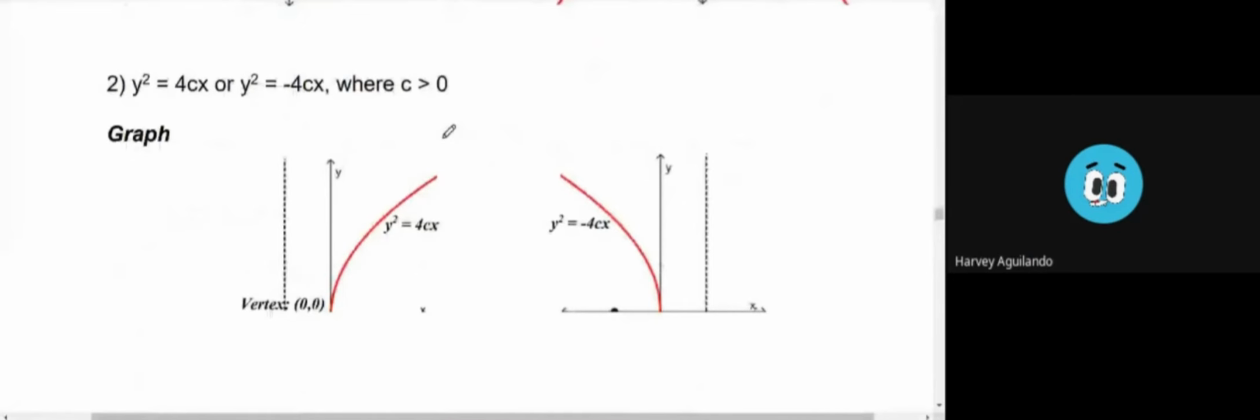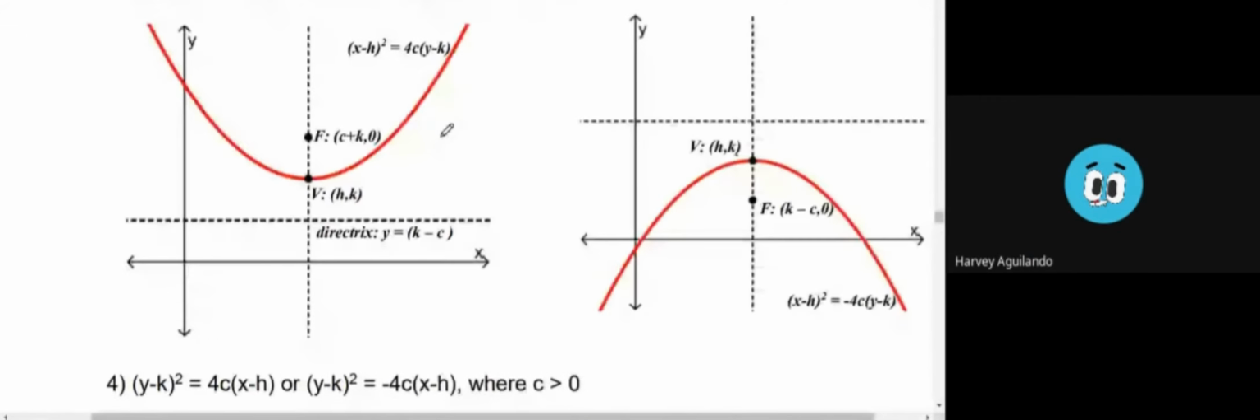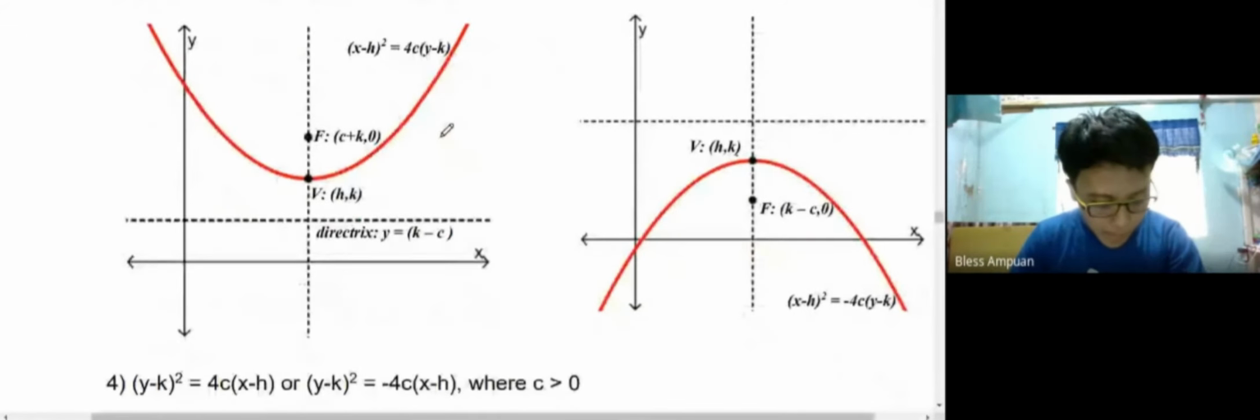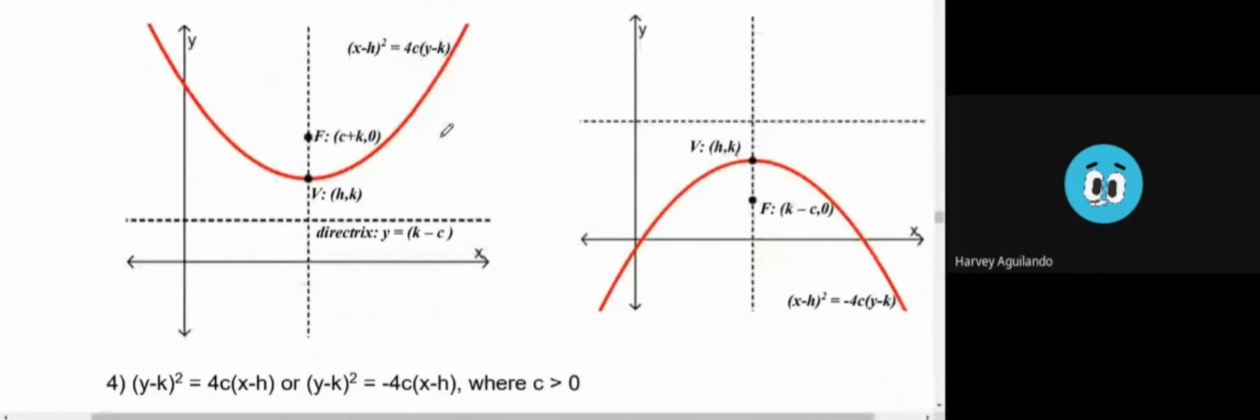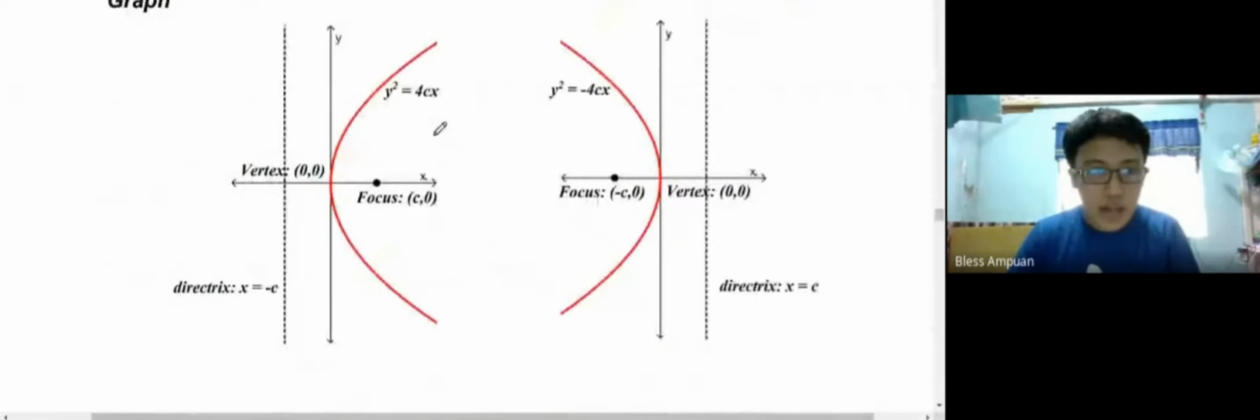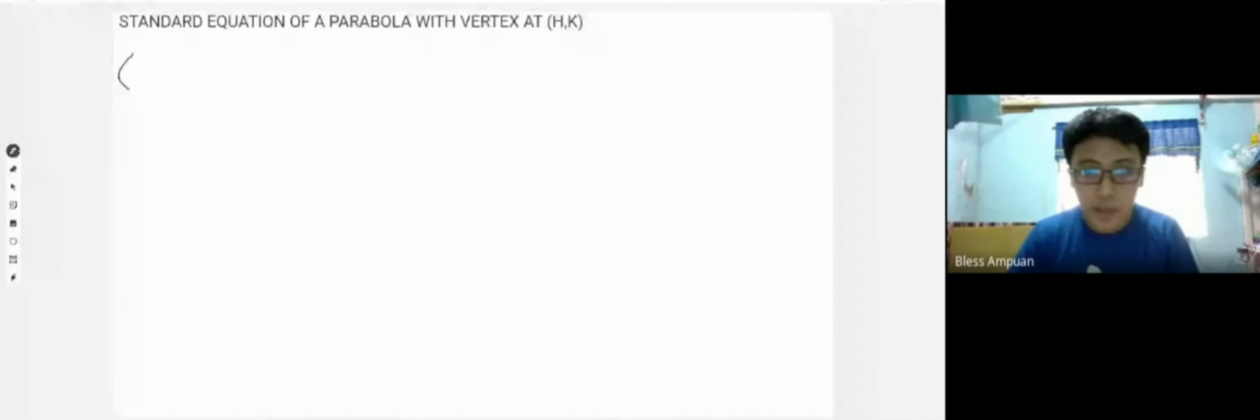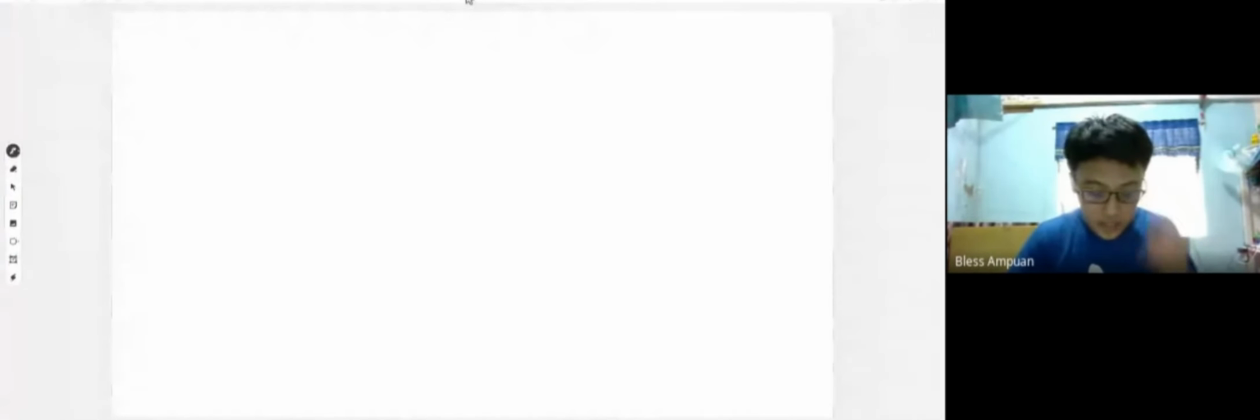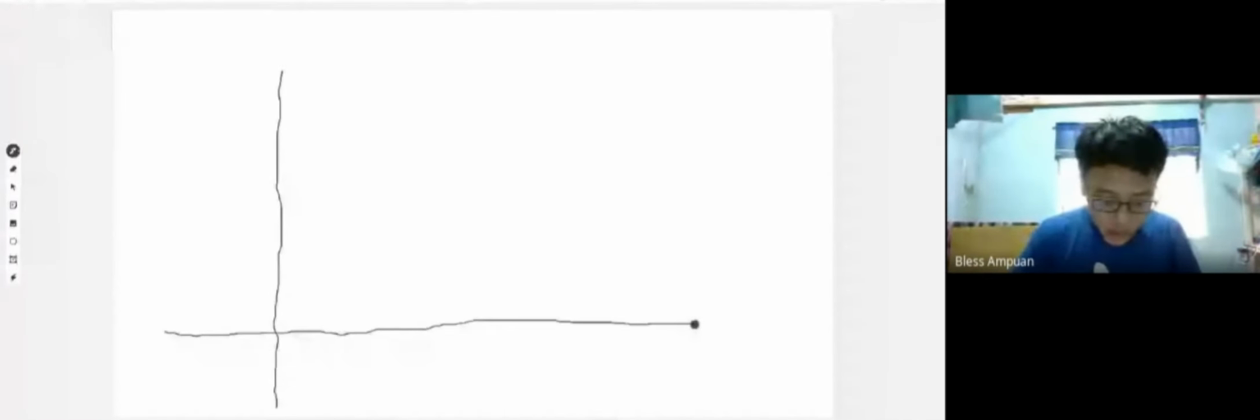Sir, latus rectum, they also want us to get that. Latus rectum. Okay, let's call it first. Let's try first. Let's try. So, if we all get this so you can initialize. Okay, so let me try this one.